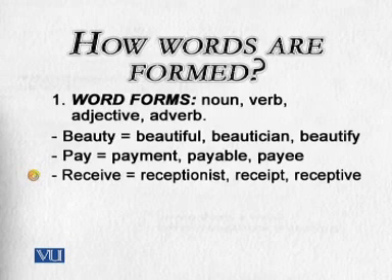And second example, pay. Pay is a noun also, pay is a verb also. And then payment is again a noun. Payable, this is an adjective. And then payee, again a noun, to whom you actually pay. Next example is receive. From receive, you can make receptionist, you can make receipt, you can make receptive.